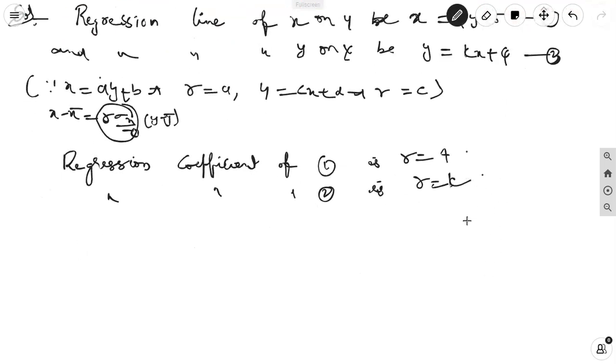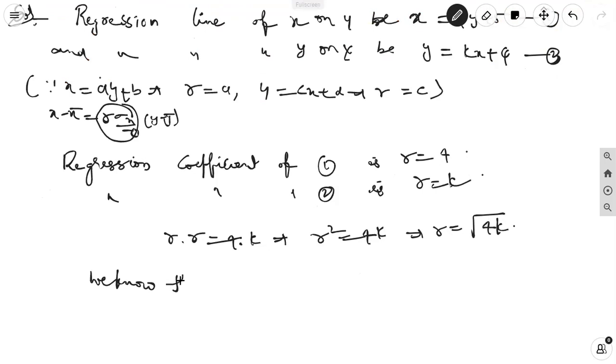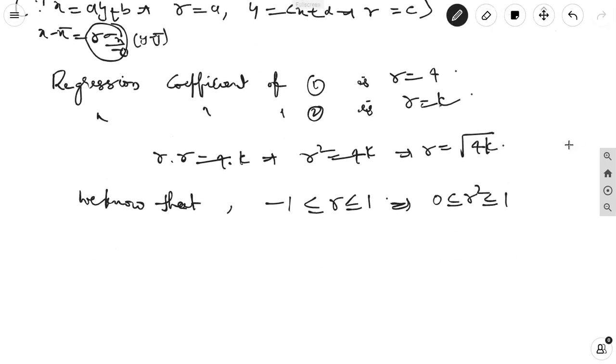Taking the product, r × r = 4 × k. So r² = 4k, and r = √(4k). We know that the regression coefficient lies between −1 ≤ r ≤ 1. Squaring on both sides, 0 ≤ r² ≤ 1, because (−1)² is also 1².